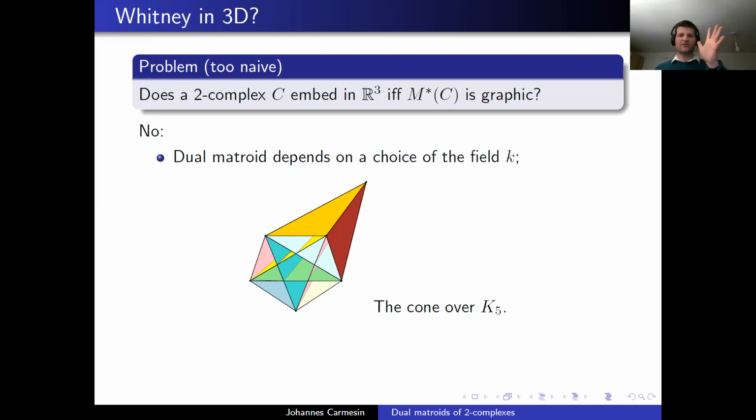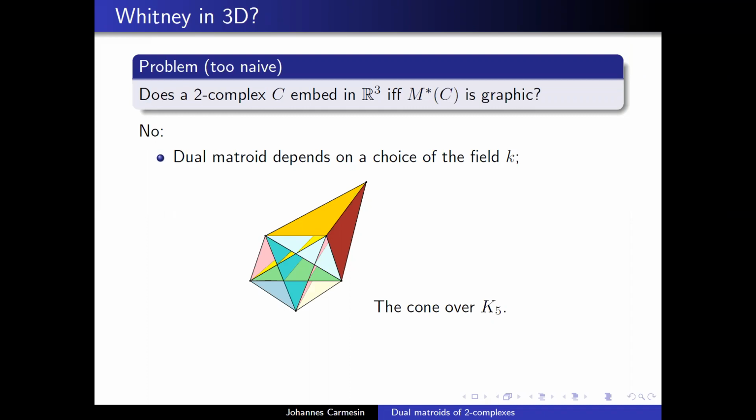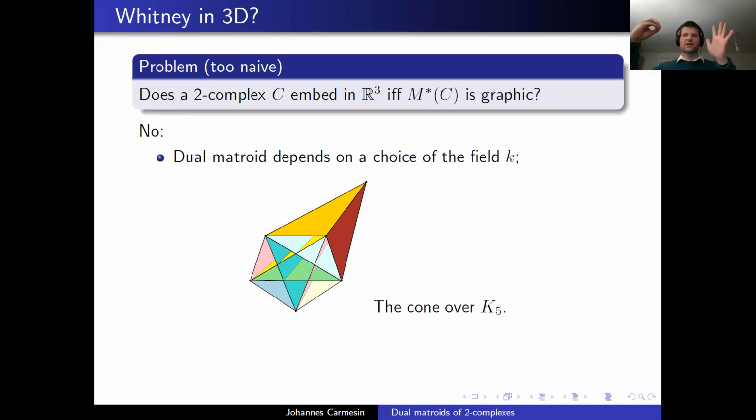You start with the graph K5, and now we take this cone-over construction. I think we saw the cone over K4 already, so it's the same construction. Take the graph K5, and then take this one-dimensional cone: add one additional vertex, add an edge to that new vertex for every vertex of K5, and add a triangular face for every edge of K5.